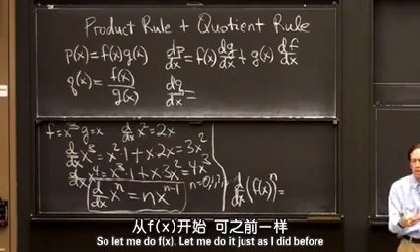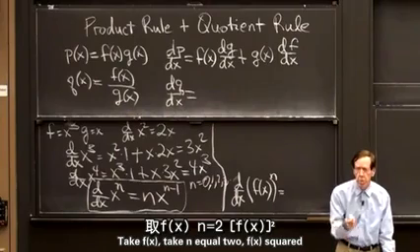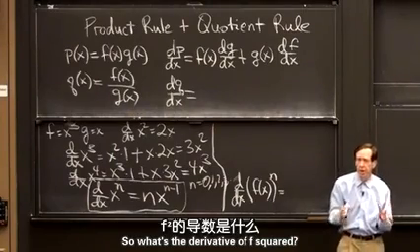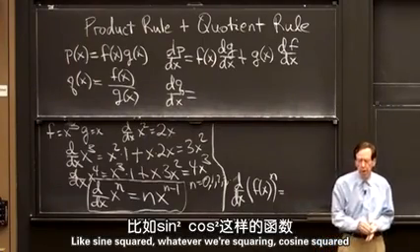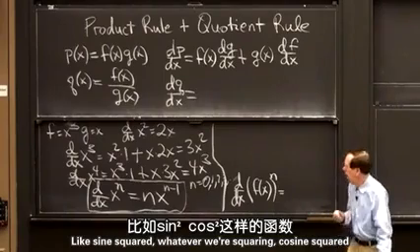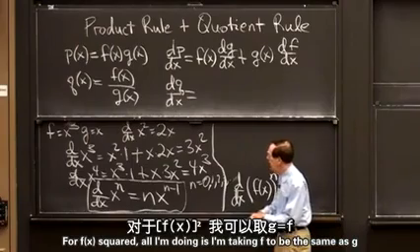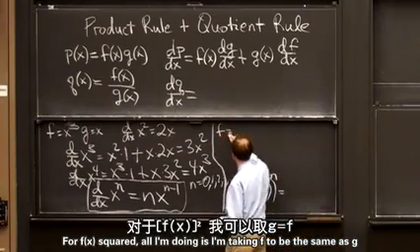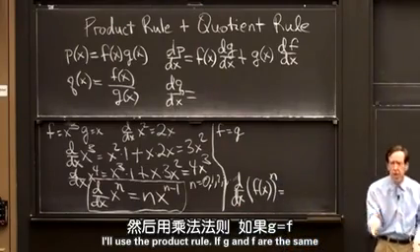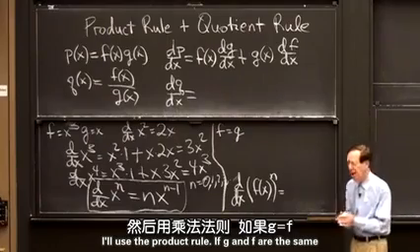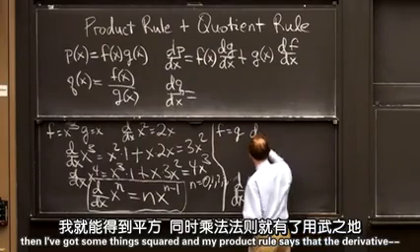So let me do just as I did before. Take f of x, take n equal 2, f of x squared. So what's the derivative of f of x squared? Like sine squared or whatever we're squaring, cosine squared. Well, for f of x squared, all I'm doing is taking f to be the same as g, right? I'll use the product rule. If g and f are the same, then I've got something squared.